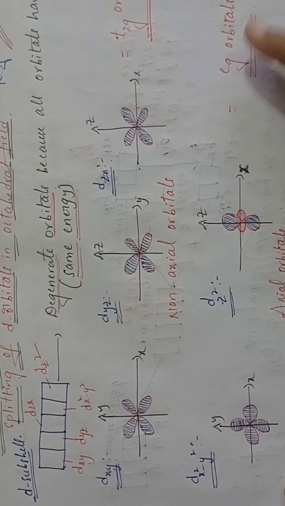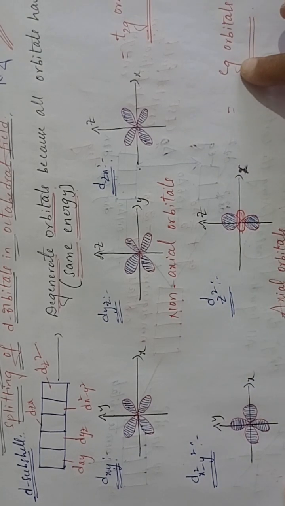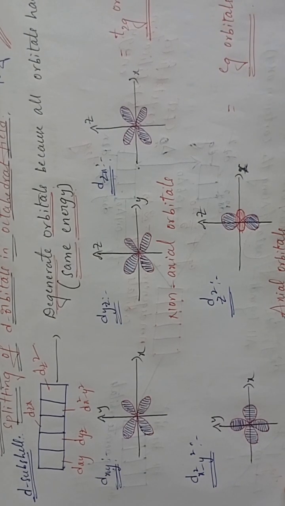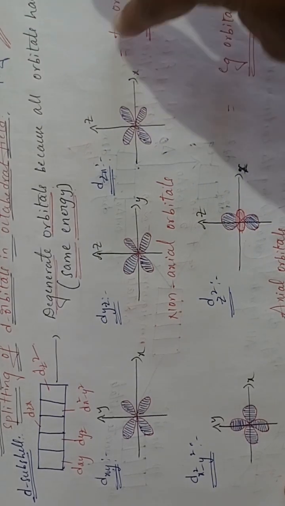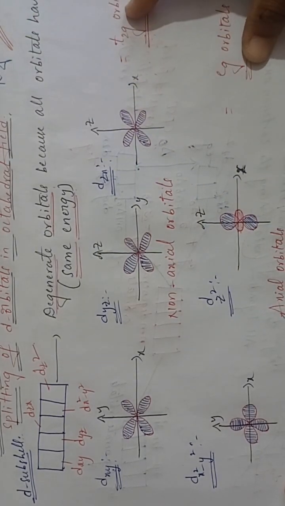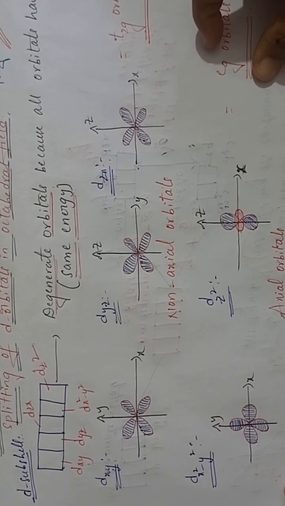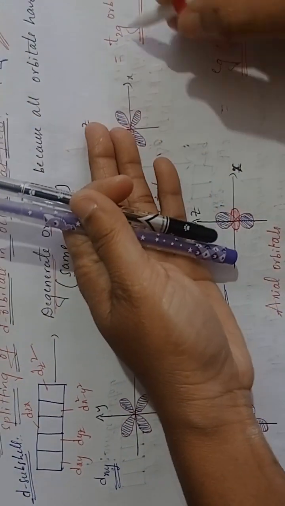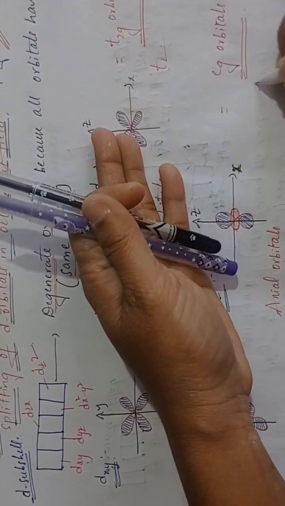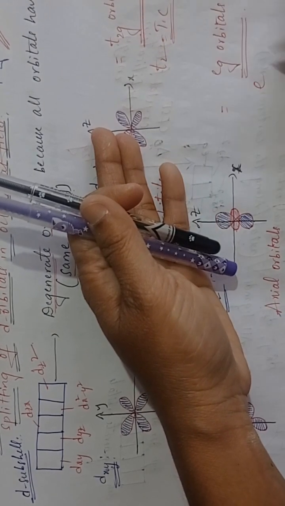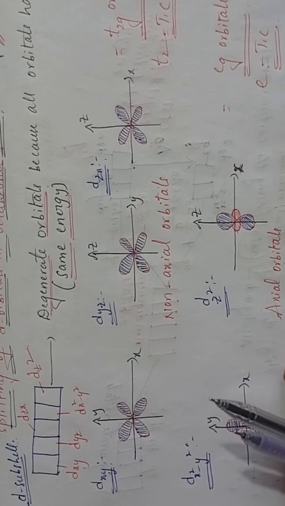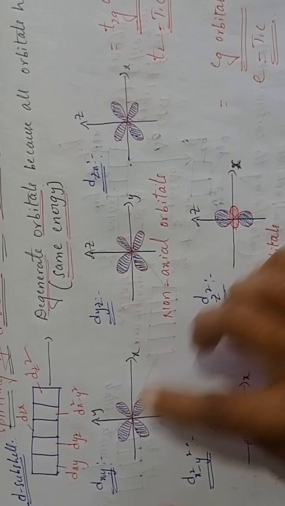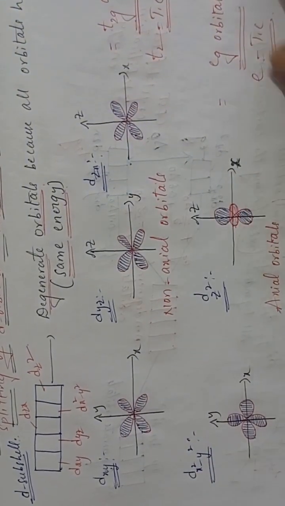So in octahedral complex these two orbitals are named eg, but in tetrahedral complex we name them e orbitals. Are you understanding? t2g and eg are for octahedral complex. t2 and e are for tetrahedral complex. Are you clear? So these three are non-axial orbitals, and these two are axial orbitals.